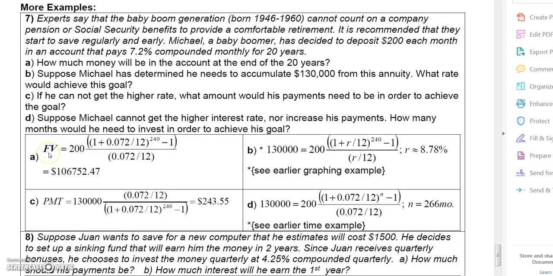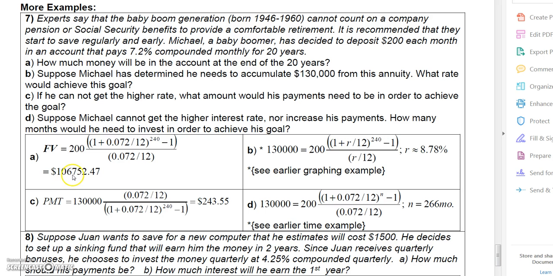We know this is a future value annuity, so just use the future value annuity formula. Put in 200 for the payment, put in 0.072 for R, put in 12 for M, put in 240 for N. Since it's 20 years, that'd be 240 periods. And then just do it on the calculator and you get $106,752 and change.